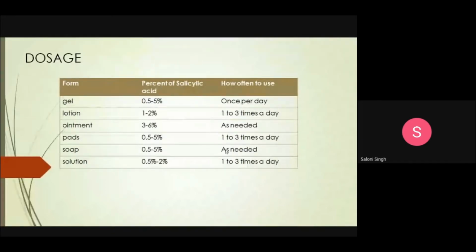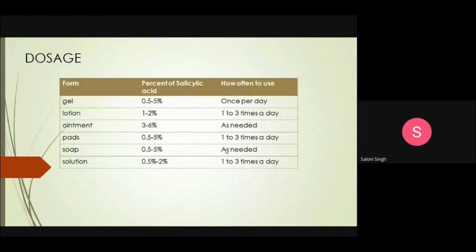I have just given a broad idea about these doses by making a table. See, salicylic acid comes in forms like gel, lotion, pads, soaps, ointment, and solution. Here I have given the idea of what percentage you have to use and how often you should use it. If you use more than what is shown in the table, it will give you many side effects, which will just worsen the thing you were using it for. So these are the doses.